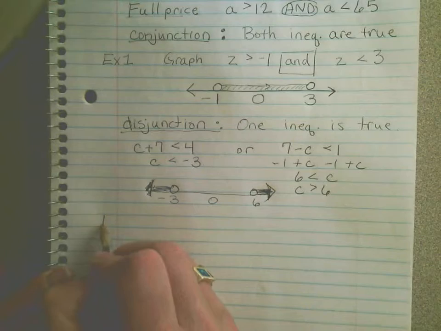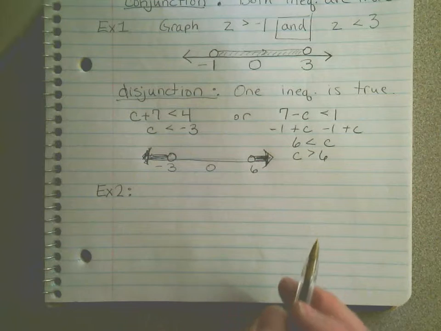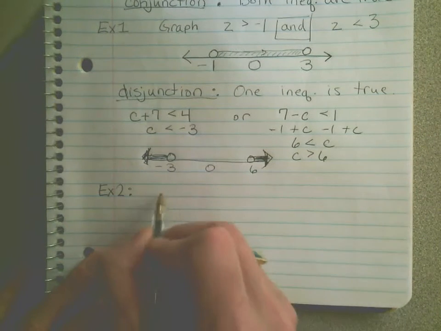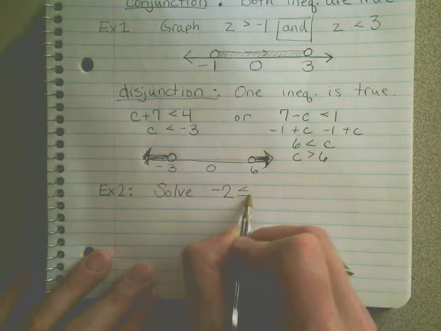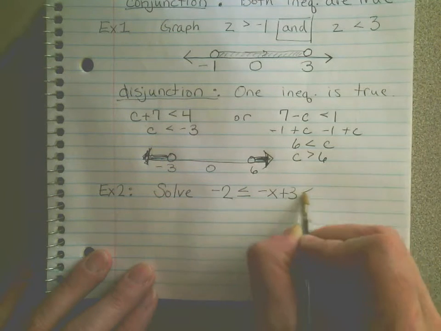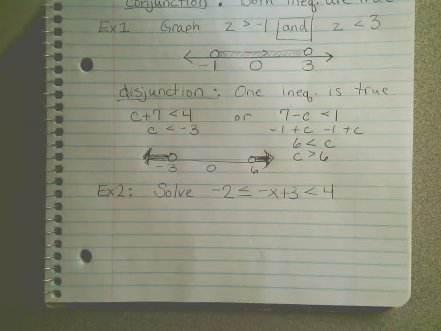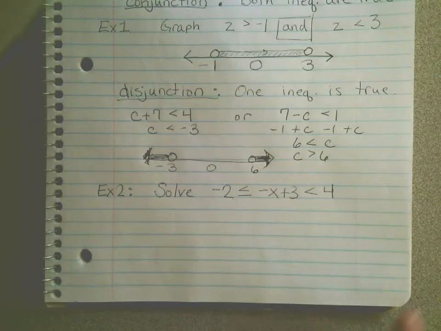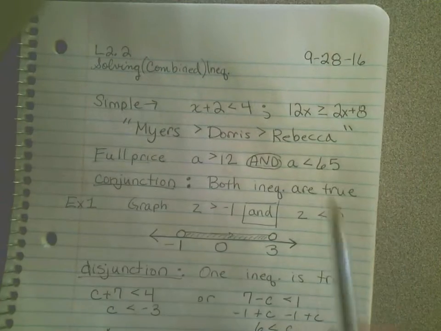Here's how it looks without words. Example 2. Solve. Negative 2 is less than or equal to the opposite of x added to 3, which is less than 4. There's no and there's no or written there. So how do you decide? How do you decide? Well, I want to draw your attention back up to Doris, Myers, and Rebecca.